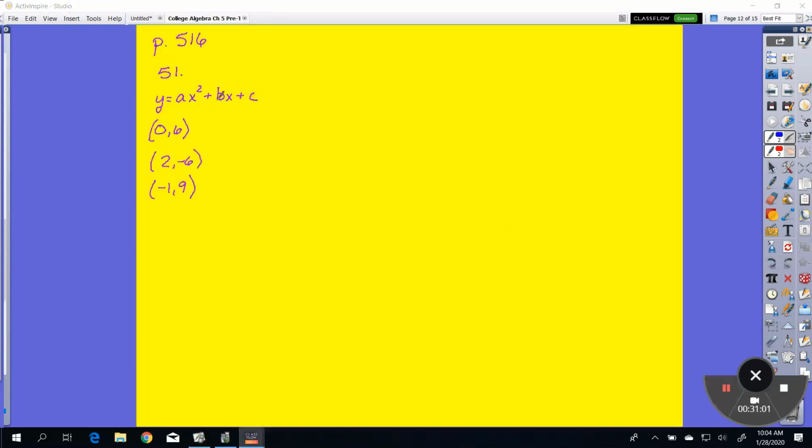So 51 in your book says create the equation of a quadratic that goes through these 3 points. So remember, this is x and this is y. So I'm going to have 3 equations replacing these x's and y's with these coordinates. So y is 6, a we don't know, but we know x is 0, b times 0 plus c. So anything times 0 is 0. So this goes away and this goes away. So I get that c equals 6.